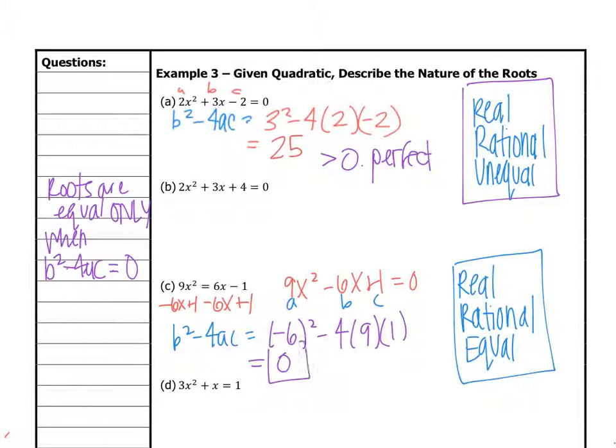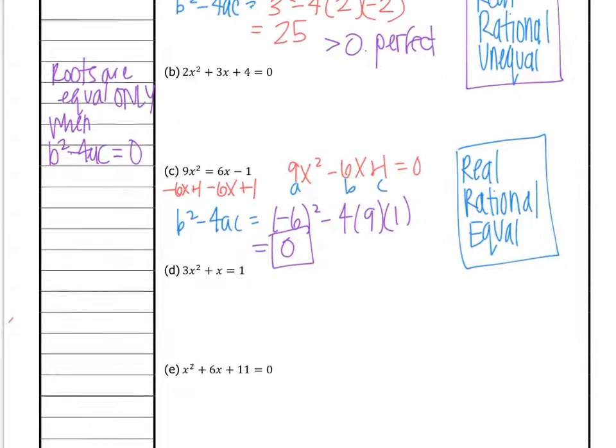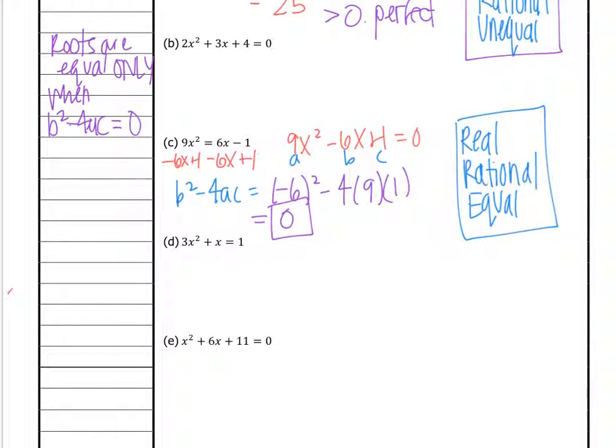So because I found that my answer is 0, equal to 0, then the roots must be real, rational, and equal. I'm going to put the answers up here for parts B, D, and E. If you want to try them on your own, you'll have the answers up here on the board.